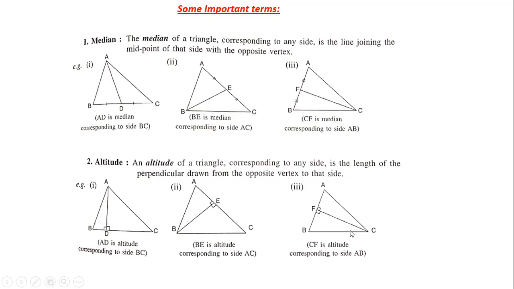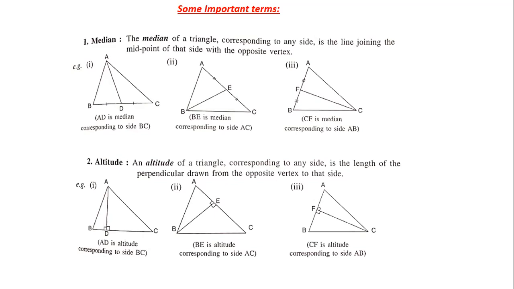The points which you have to memorize: what is the centroid? The point of intersection of medians is also called the centroid of the triangle. And always remember that the centroid of a triangle divides each median in the ratio 2:1. If I draw the medians AD, BE, CF, then the meeting point of those medians is known as the centroid, and that centroid divides each median in the ratio 2:1. What is altitude?